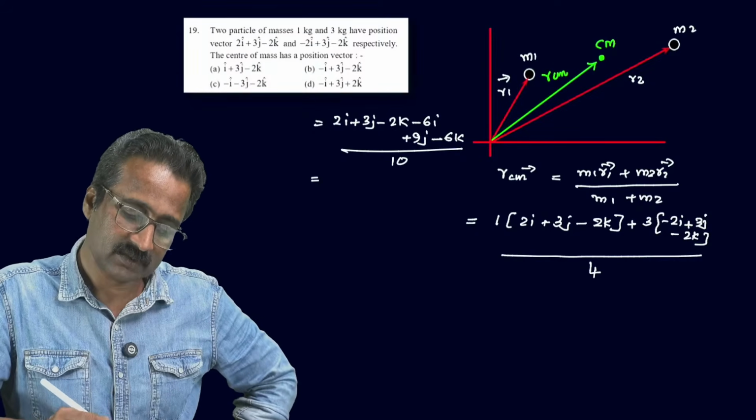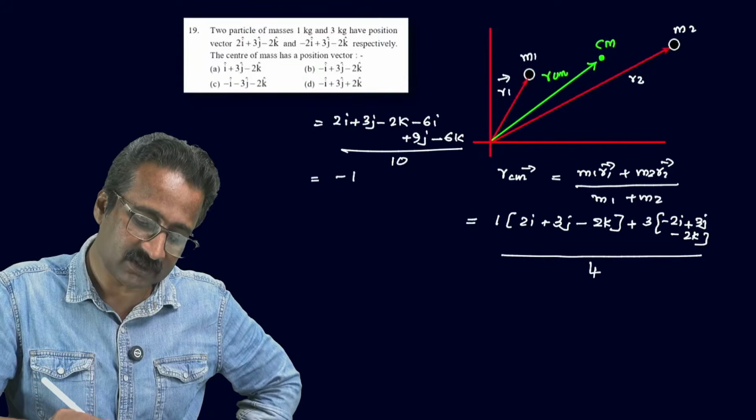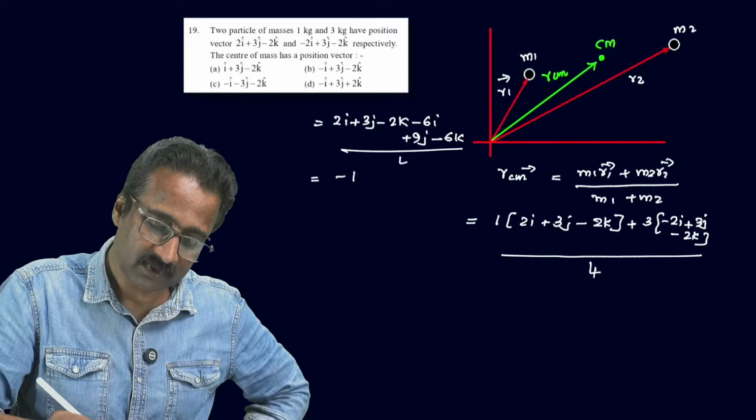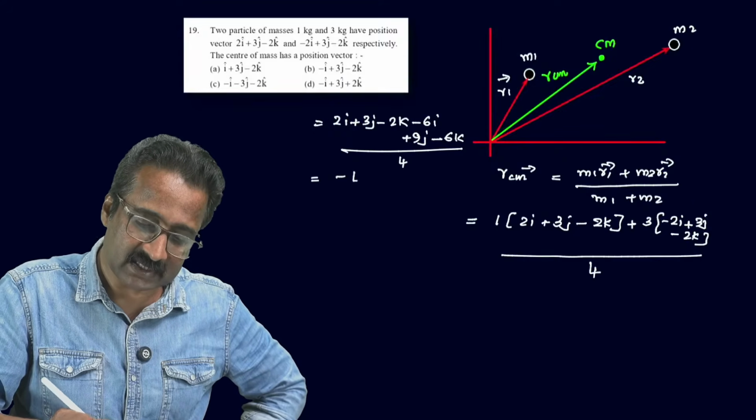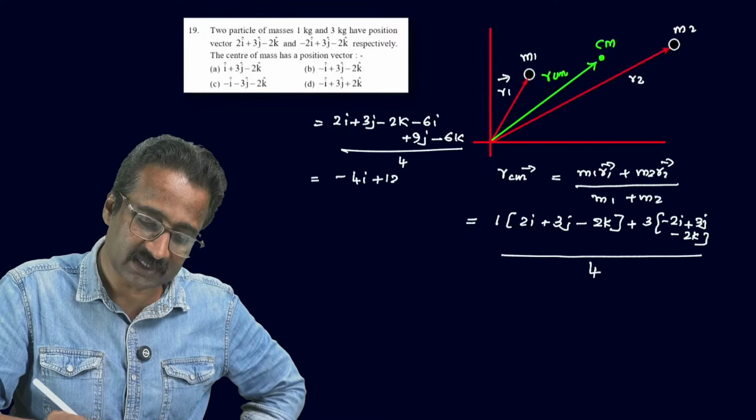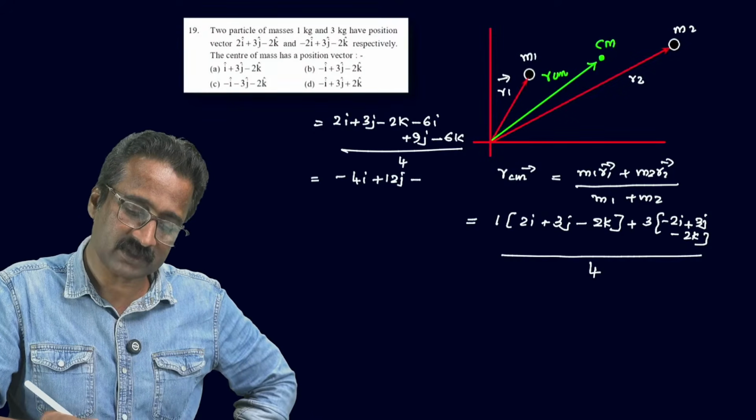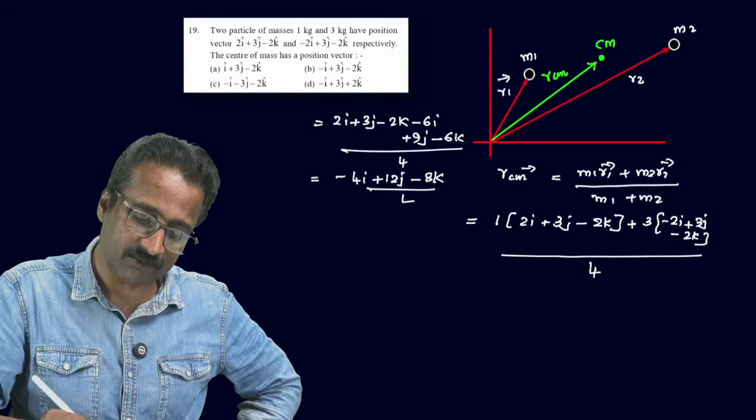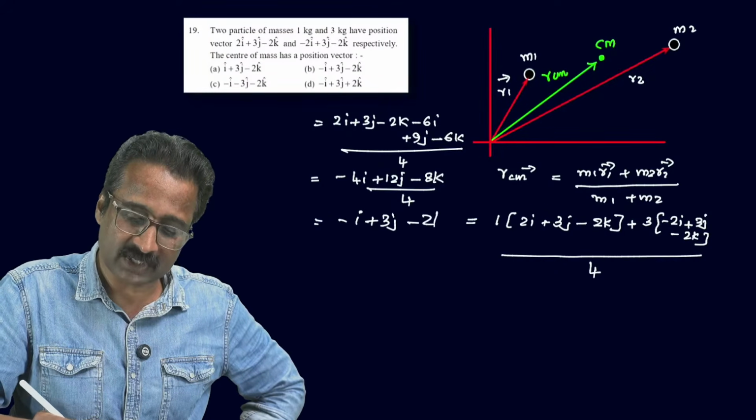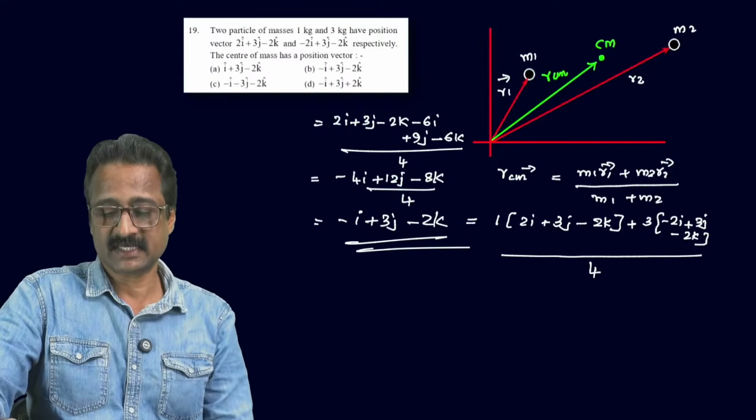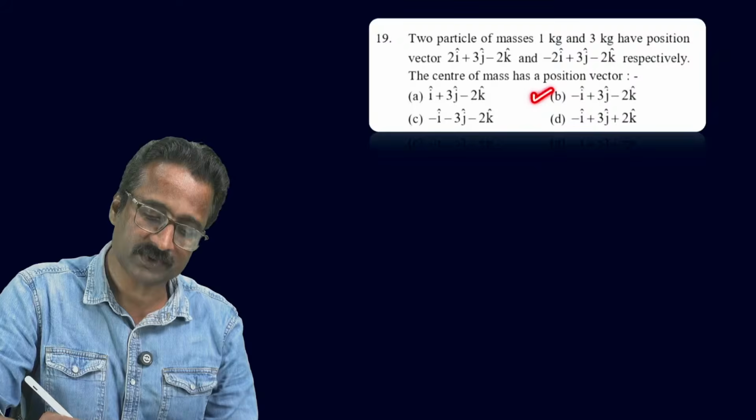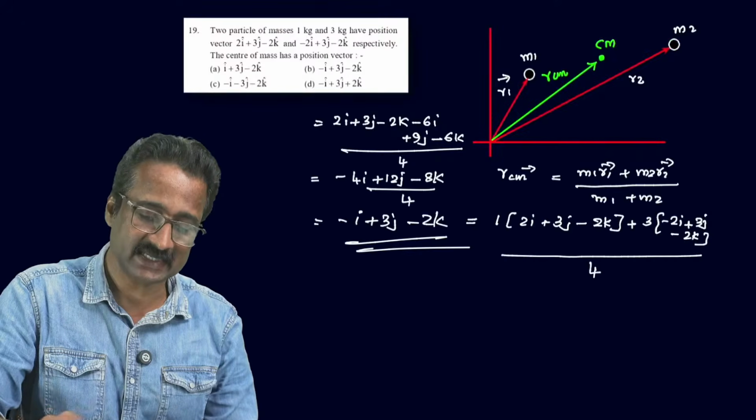Sorry, not 10, it is 4. So 2i minus 6i is minus 4i. Then I have 12j and minus 8k, divided by 4, which is equal to minus i plus 3j minus 2k. That's the answer: minus i plus 3j minus 2k. You go with option B. That was straight and easy.